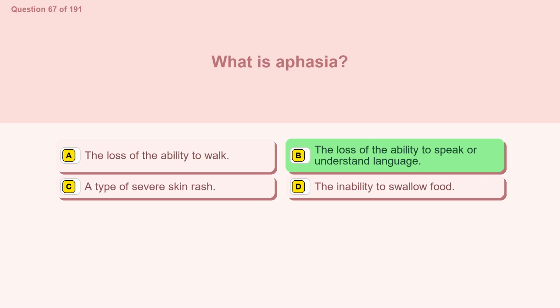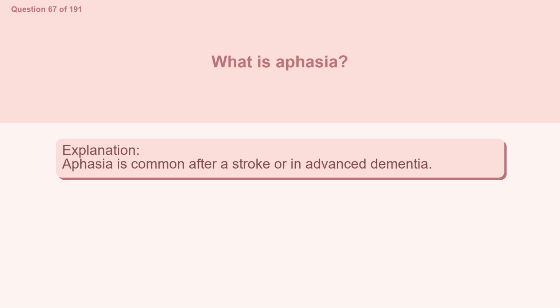The correct answer is option B. The loss of the ability to speak or understand language. Aphasia is common after a stroke or in advanced dementia.